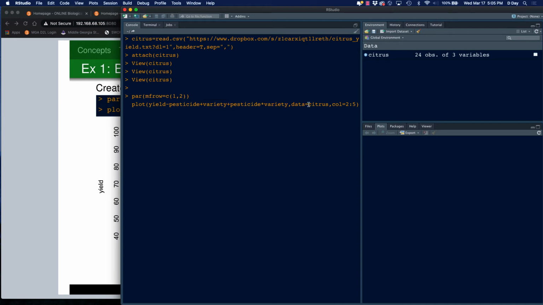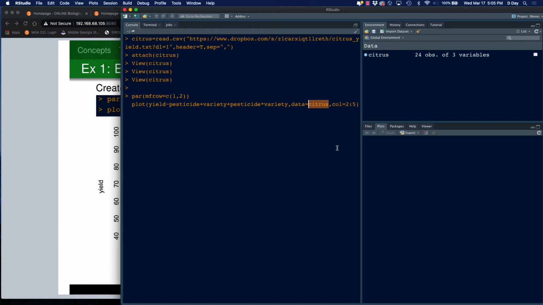Data equals citrus. Since we attached it, I don't know if we need to include that in there, but you guys will probably most likely be working with more than one data set when you're working on these projects. It's good to tell it exactly which one you're working with. And then the colors, I chose 2 through 5 because I needed 4 colors for factor A in this case, which is the pesticide factor, because it had 4 pesticides we were using. So I chose to make sure I got 4 different colors.